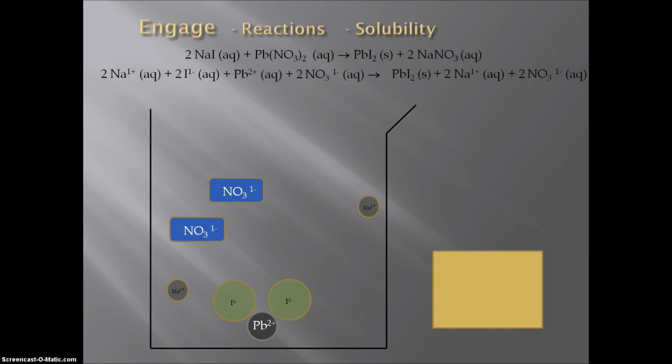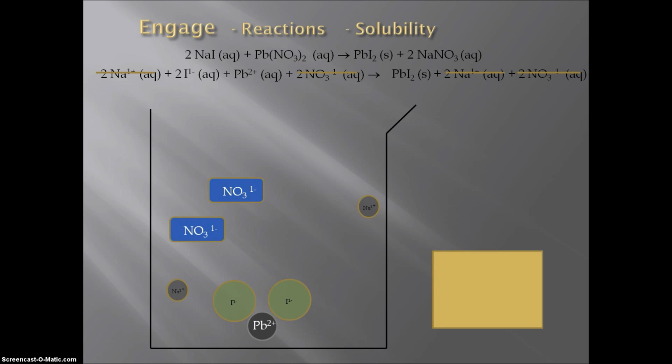So this equation that I've just written is called the total ionic equation. In a solution-based reaction, it represents everything that is aqueous as an ion in its ionic form, and everything that is a solid or a liquid in its molecular form.